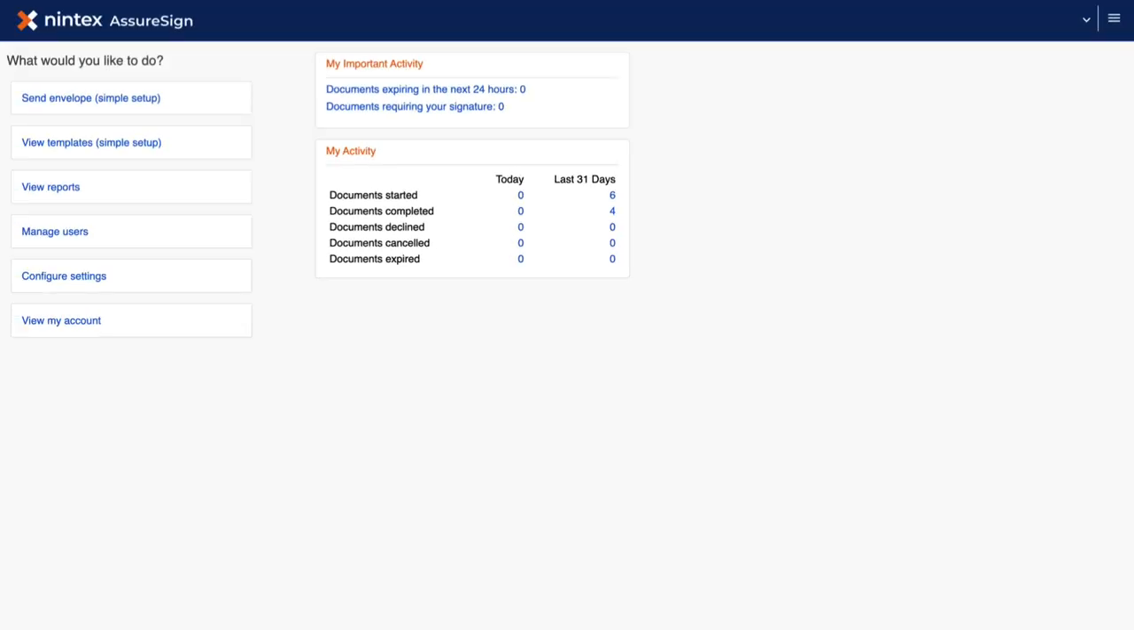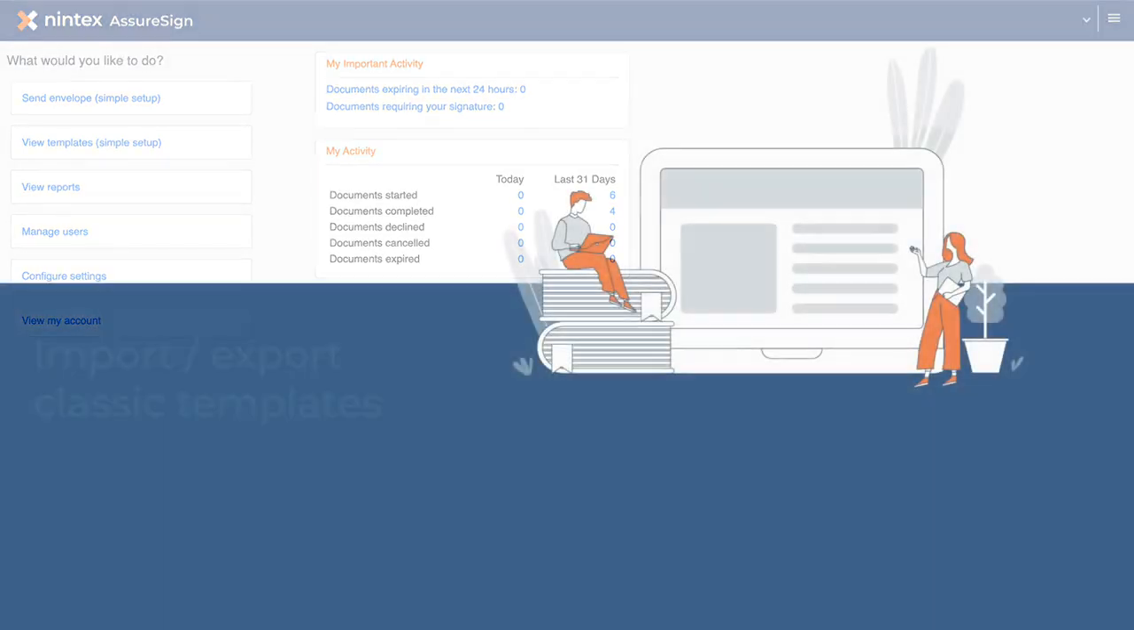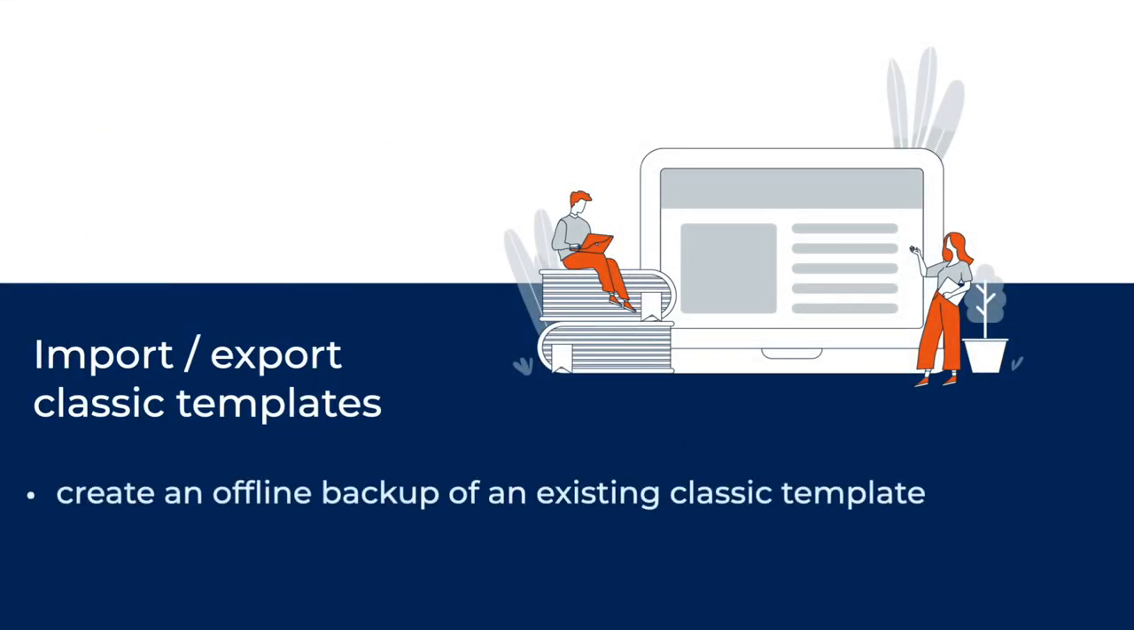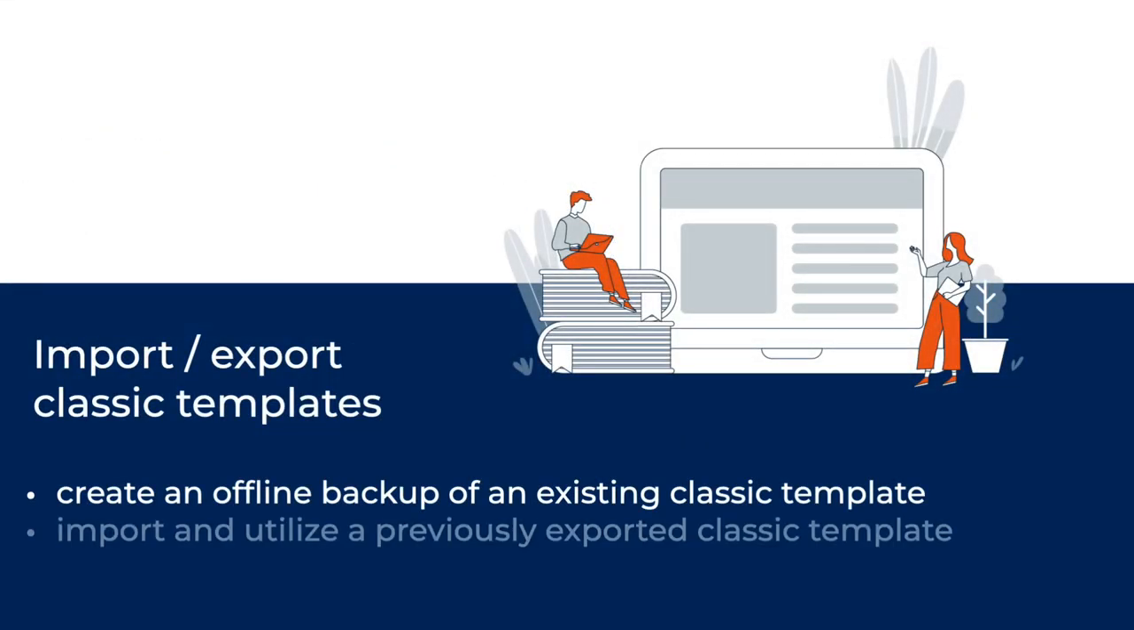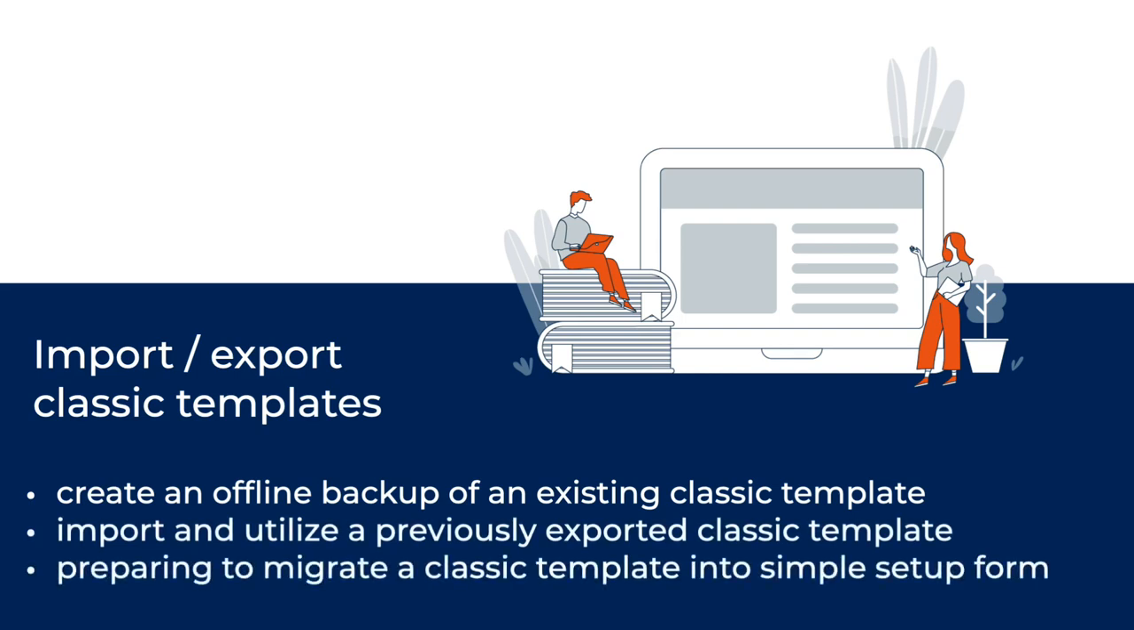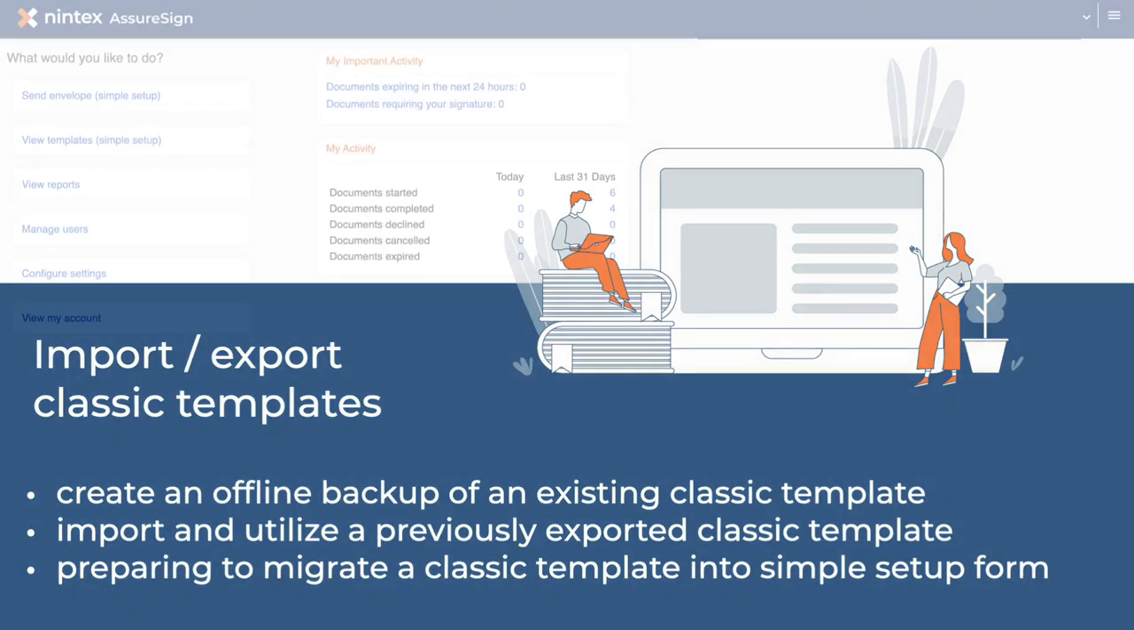In this video, you will learn how to import and export classic templates in Nintex AssureSign. Importing and exporting classic templates will be used in scenarios where you wish to create an offline backup of an existing classic template, or if you need to import and utilize a previously exported classic template. Exporting a template is also a first step in preparing to migrate a classic template into simple setup template form.